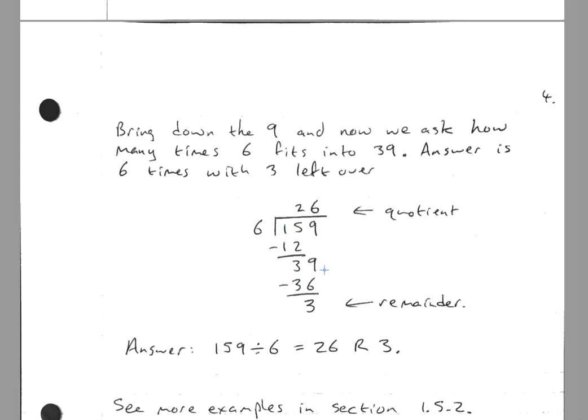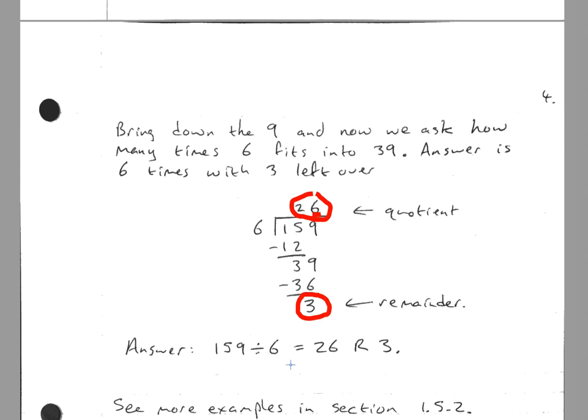So 6 fits into 39 6 times, that's 6 goes above this 9. 6 times 6 is 36. Subtract, we get remainder 3. All right, so now we can write the answer. This number up here is the quotient, and this number here is the remainder. Just double checking, 3 is less than 6, so it's a good remainder. If we got, say, a 13 or something, then we'd have made a mistake.